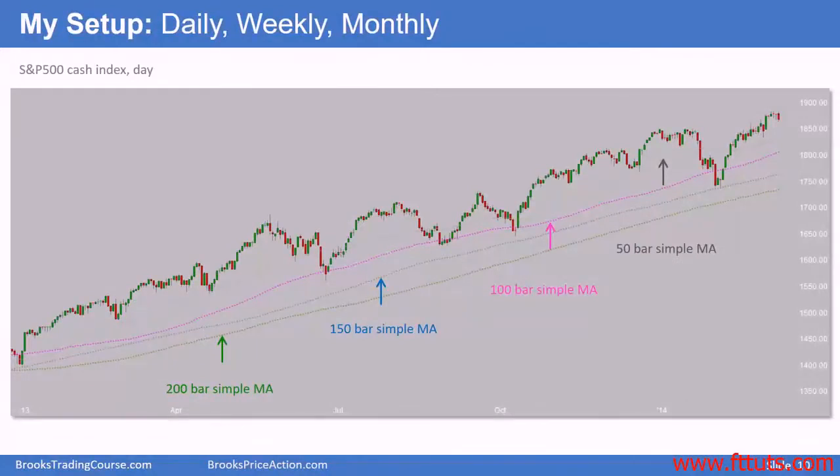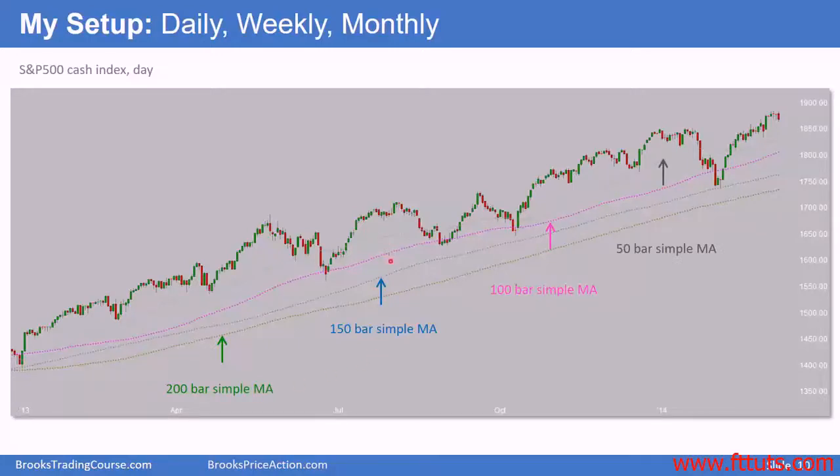I also look at daily charts, and on the daily charts, I do look at the 20-bar exponential moving average quite often, but when I'm trading stocks, I add simple moving averages as well. For example, a 200-bar simple moving average. If this is the daily chart, that would be a 200-day simple moving average.